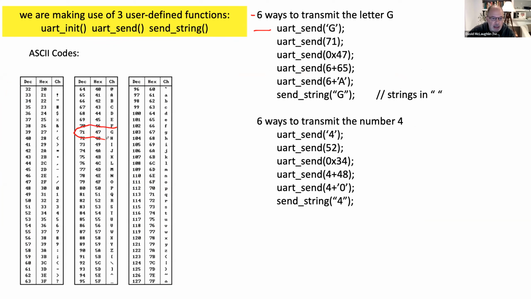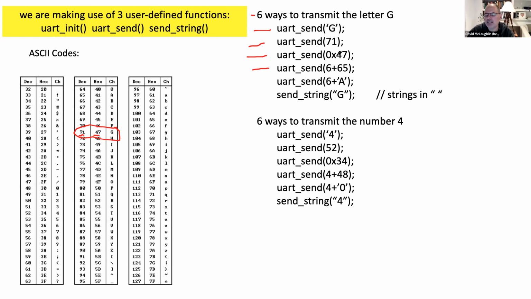G is represented by the decimal number 71 or the hex number 47. So I could also send 71. I could also send 0x47. Okay, I could also do this: UART send 6 plus 65. Well, why would I do that? Well, the only reason is 6 plus 65 is equal to 71.